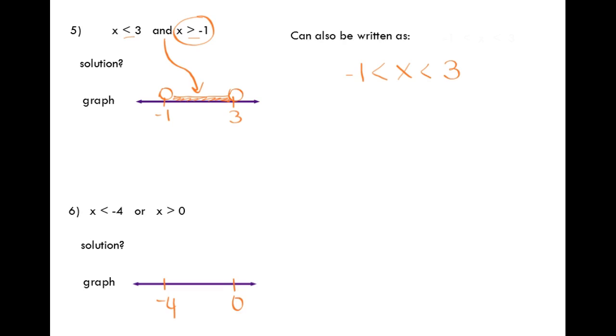X is less than -4 means I go this way, not including -4. X is greater than 0 means it's this way, not including the 0. So notice now the arrows go to either side. And we see why it's an "or" statement, because you can't have x be both of those things at the same time. If x is less than -4, it can't also be positive.